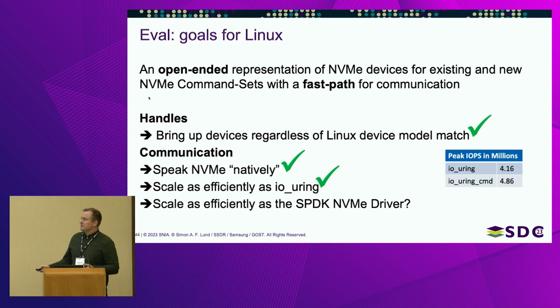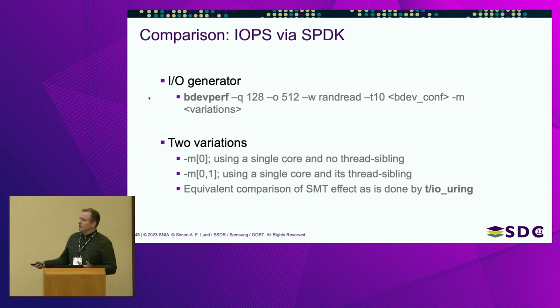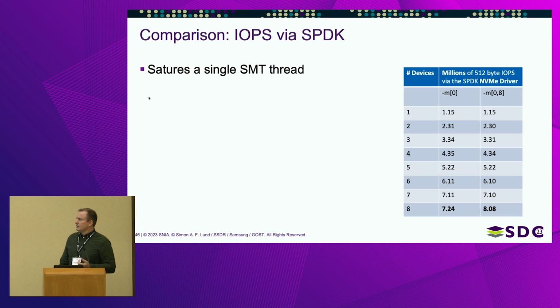The last question here is then, how does this scale compared to the SPDK NVMe driver? For that, we did synthetic benchmarks with the BDEV perf tool with 2 variations: a single physical core with no thread sibling, and another with a thread sibling. That was to get the equivalent SMT effect that was done with test iouring. And what we see here is that with SPDK, we actually get 7.24 million IOPS.